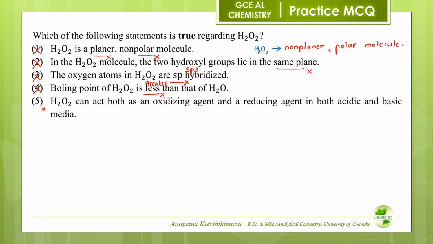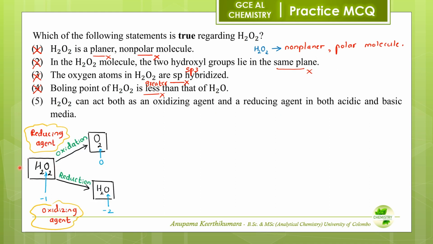Fifth statement: hydrogen peroxide can act both as an oxidizing agent and a reducing agent in both acidic and basic media. Hydrogen peroxide acts as an oxidizing agent as well as a reducing agent. When hydrogen peroxide acts as a reducing agent, it oxidizes to oxygen gas. When hydrogen peroxide acts as an oxidizing agent, it reduces to water.